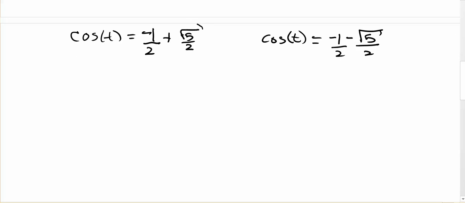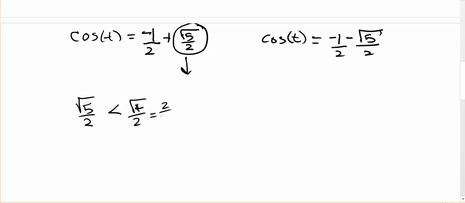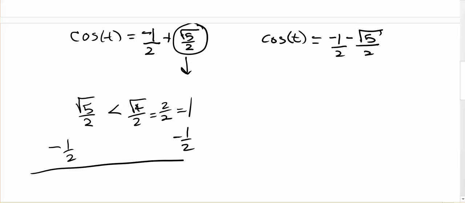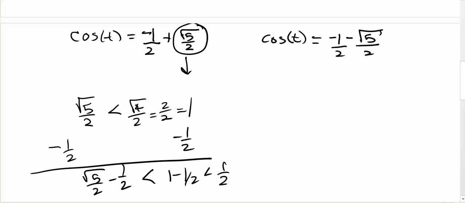So let's look at this square root of 5 over 2. We know that the square root of 5 over 2 is less than the square root of 4 over 2, which is just equal to 2 over 2, which is equal to 1. If we add -1/2 to both sides, then the square root of 5 over 2 minus 1/2 is less than 1 minus 1/2, which is 1/2.